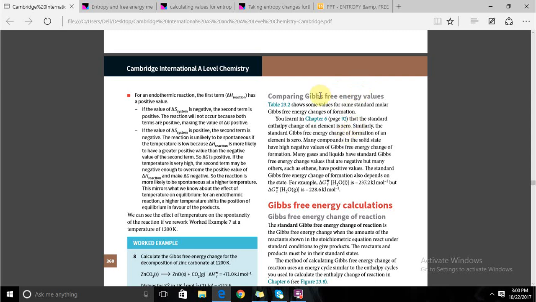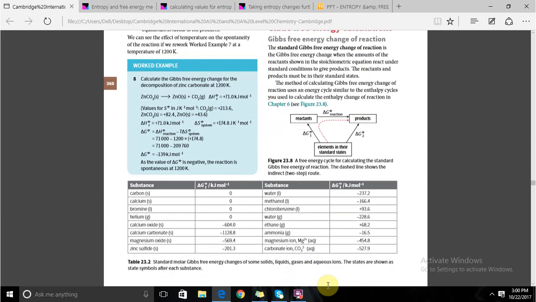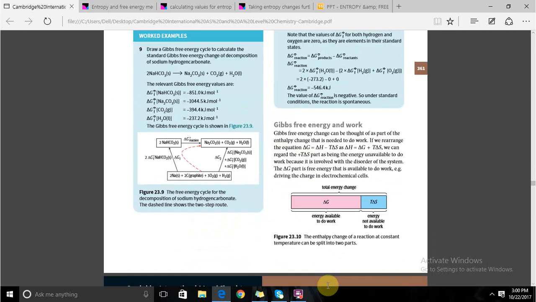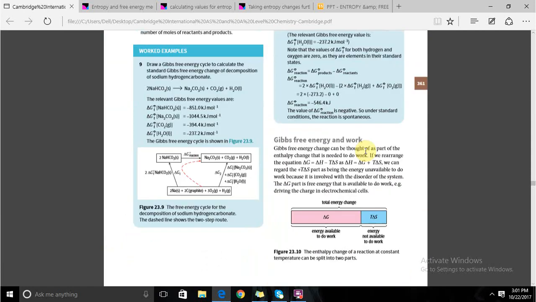And then there is comparison of Gibbs free energy values. And Gibbs free energy calculations, it's the same as the Hess cycle, nothing to sweat over. And Gibbs free energy in work. So if we were to consider delta H to be the positive and we were to rearrange the Gibbs free energy equation, we could have these: the total energy being composed of two parts, and T delta S is the part that is not available to do work, and the Gibbs free energy part is the one that is doing work. And this is basically a summary, and this is all that there is to it.